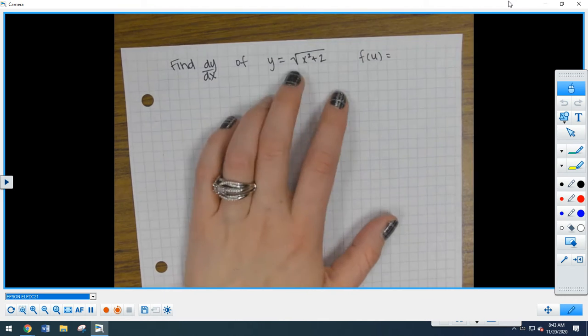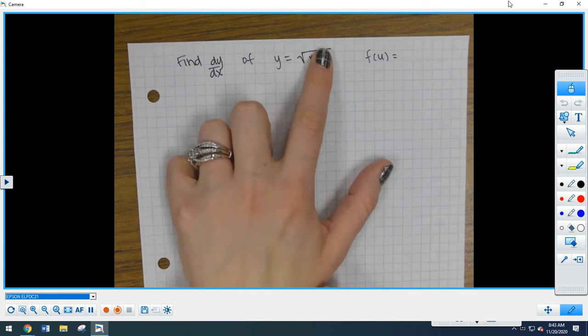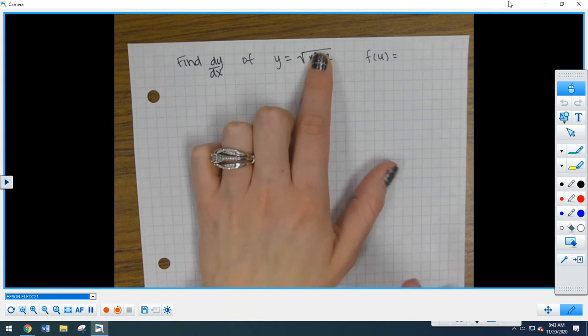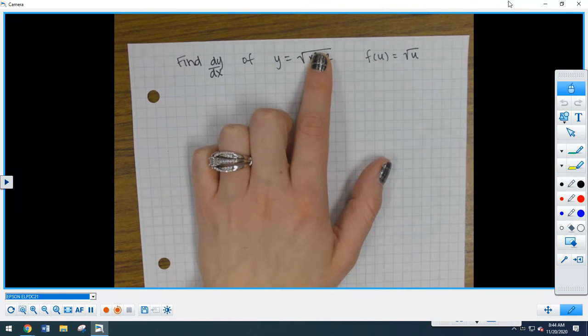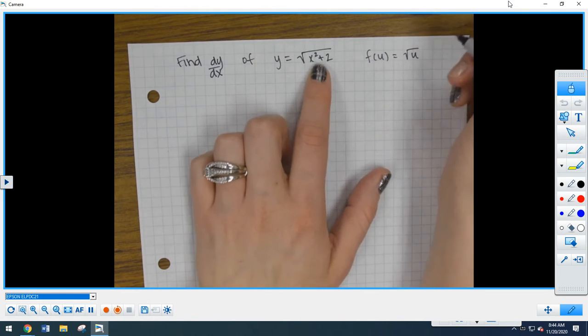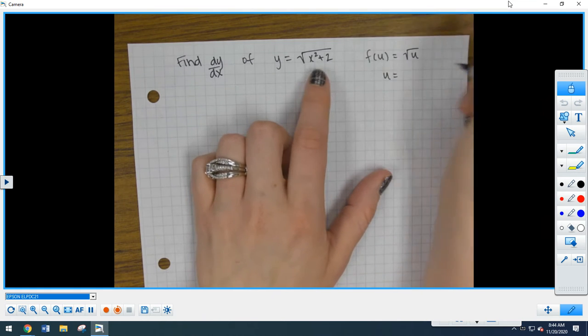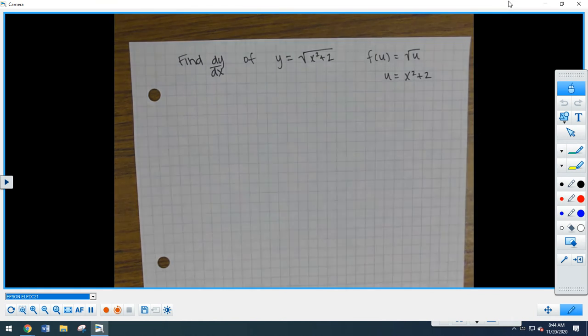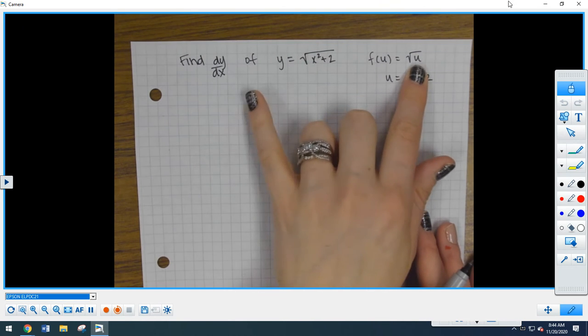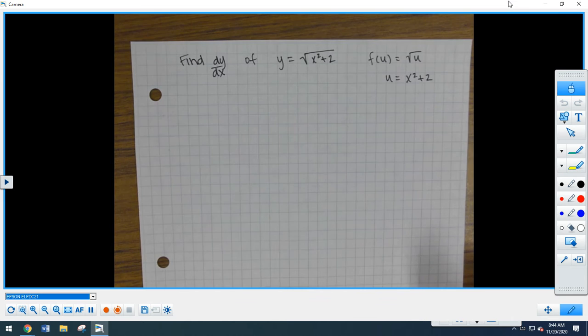So if I were to replace something in this function with a u, I would probably replace this x squared plus 2, making my f of u that function. U then would have to be x squared plus 2. So I found my f of u and my u. If I were to plug u back into here, I would get y. So that's how this works, we are decomposing this function.